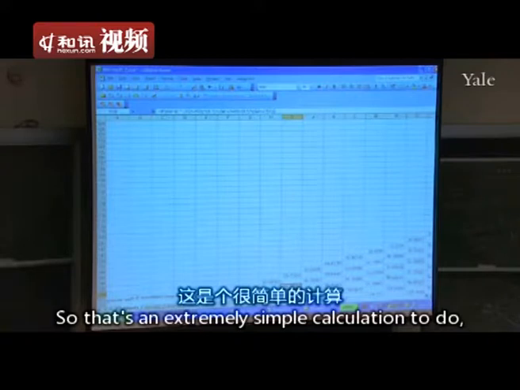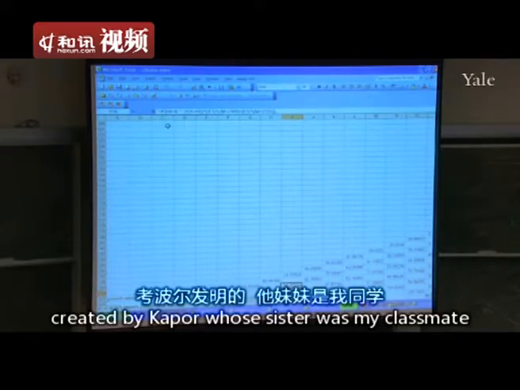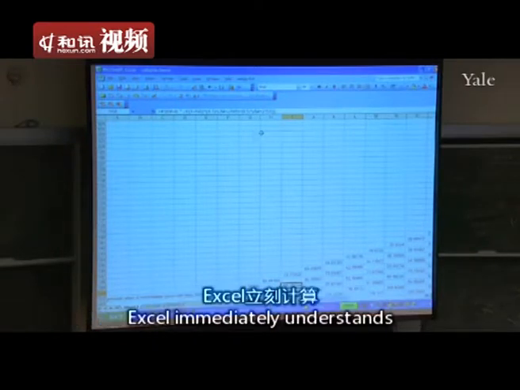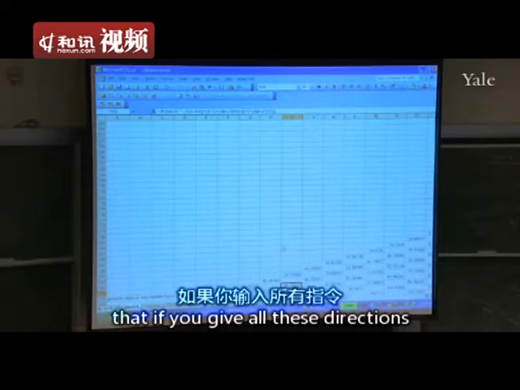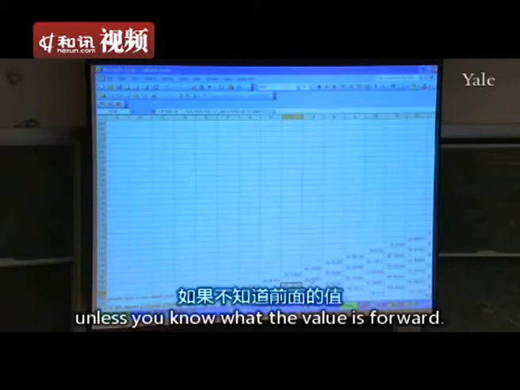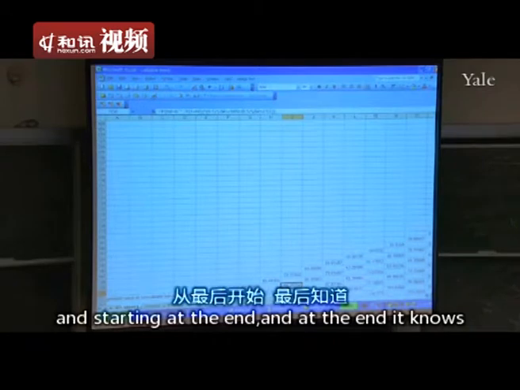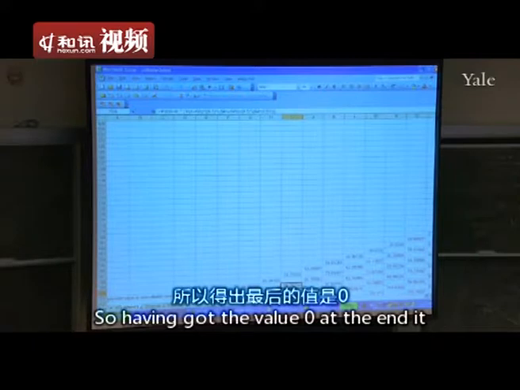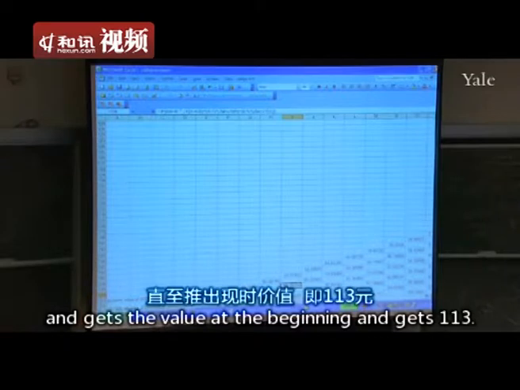So that's an extremely simple calculation to do, and because Excel, you know, is a brilliant program, as I said, created by Kapoor, whose sister was my classmate and was 2 years ahead of me at Yale. You know, Excel immediately understands, he called it Lotus, that if you give all these directions, you can't figure out the value here unless you know what the value is forward. So Excel understands that you should keep going forward and starting at the end. And at the end, it knows what the value is because it's just 0. So having got the value 0 at the end, it then works backwards all the way through the tree and gets the value at the beginning and gets it 113.